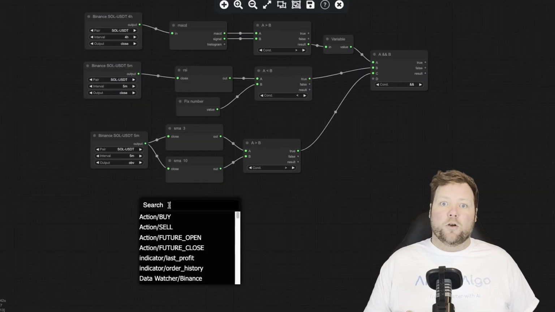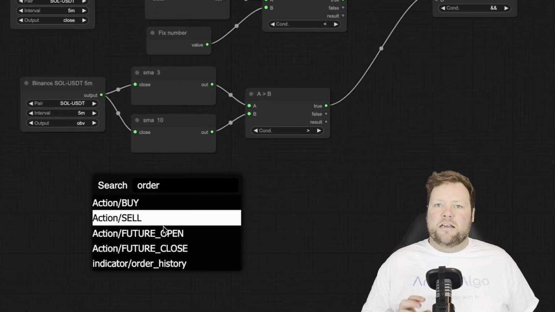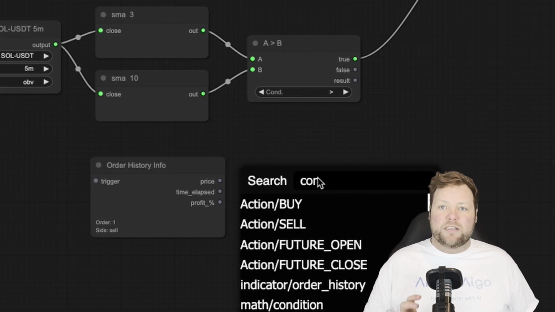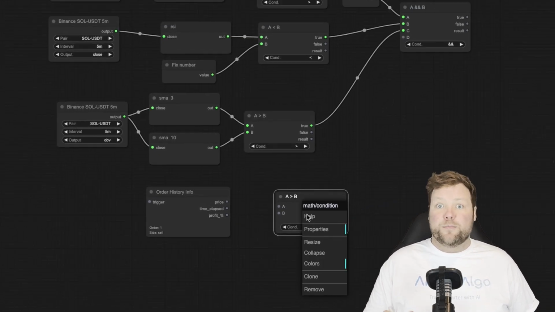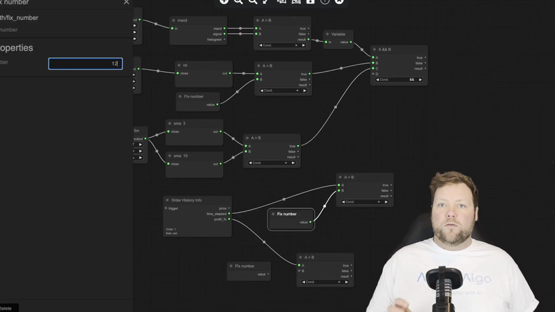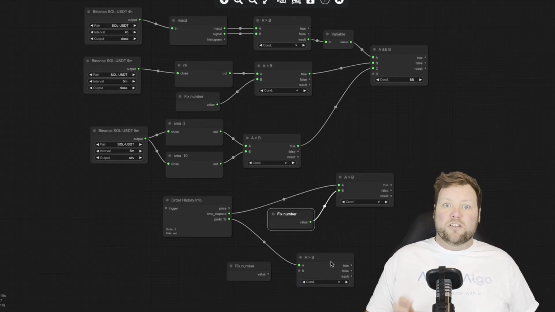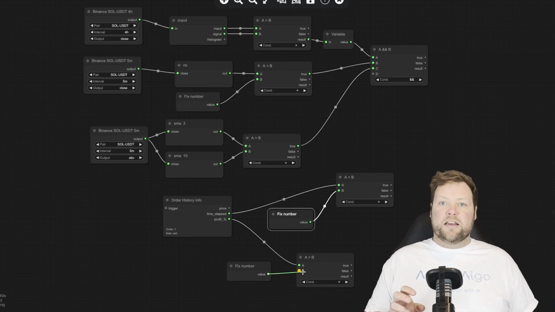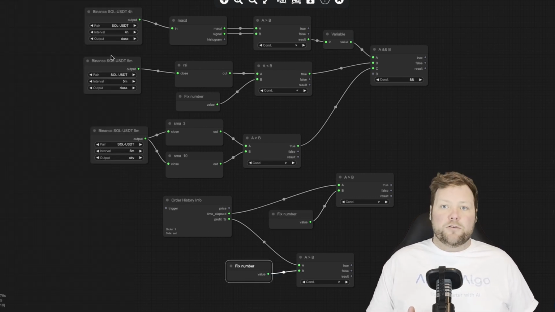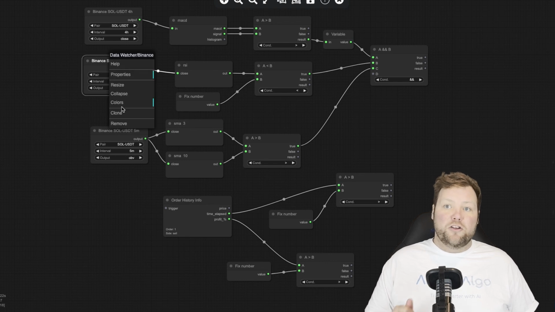The order history block solves this. It has two outputs: the number of hours since the last trade and the profit percentage of the last trade. I use both. First, I check that the last trade was more than either 4, 12 or 24 hours ago, depending on the type of strategy. Second, I check whether the last trade finished in profit. If either of those is true, then the strategy is allowed to open a new position.